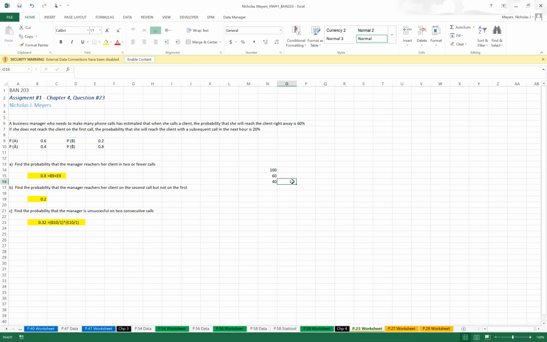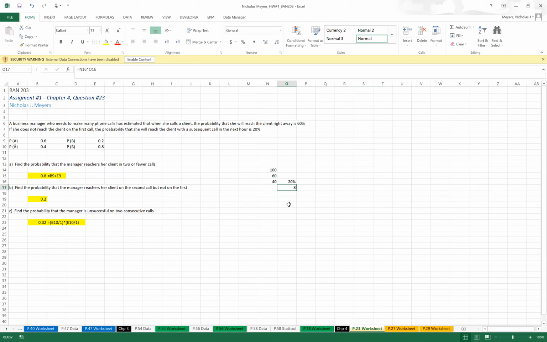What's the probability? 20%. So it's 20% of 40, right? 20% of the remaining 40. Does that make sense? Okay. How many people is that? Hold on. Eight. So how many people will she have reached by the second call?